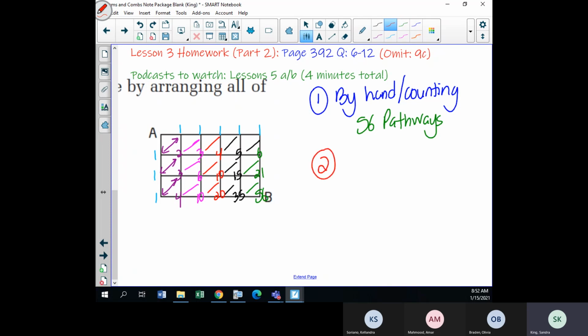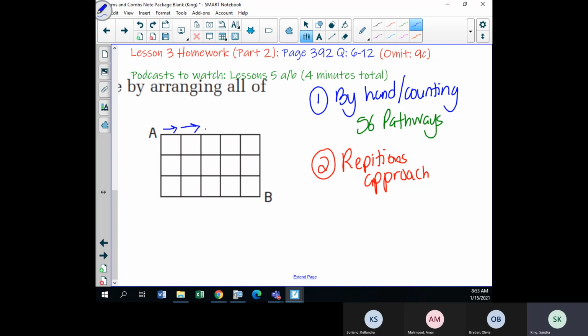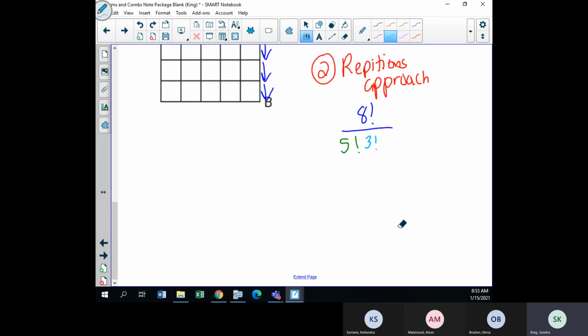The second way, if you don't like counting by hand, is the repetitions approach. So I'm just going to erase this. To get from A to B, let's count the total number of moves that this person would make. So 1, 2, 3, 4, 5, 6, 7, 8. That would be 8 factorial. Then the repeats. This would be like an east, east, east, east, east. 1, 2, 3, 4, 5 movements east. 1, 2, 3 movements south. You could type that into your calculator, or we could quickly unzip it and solve this.